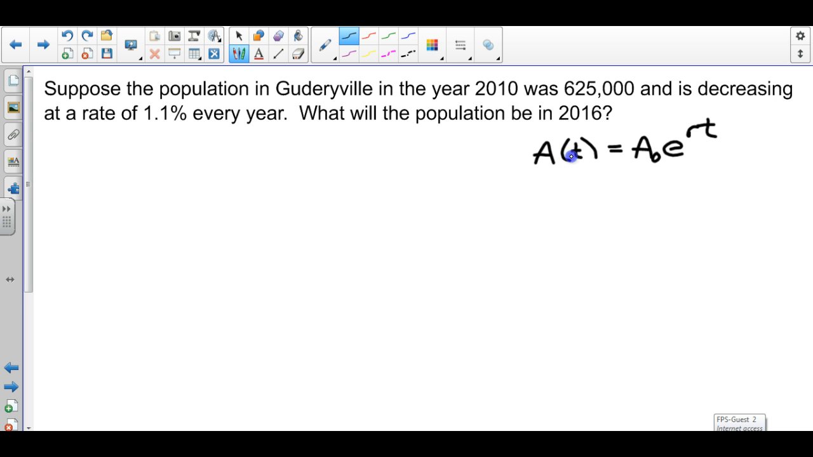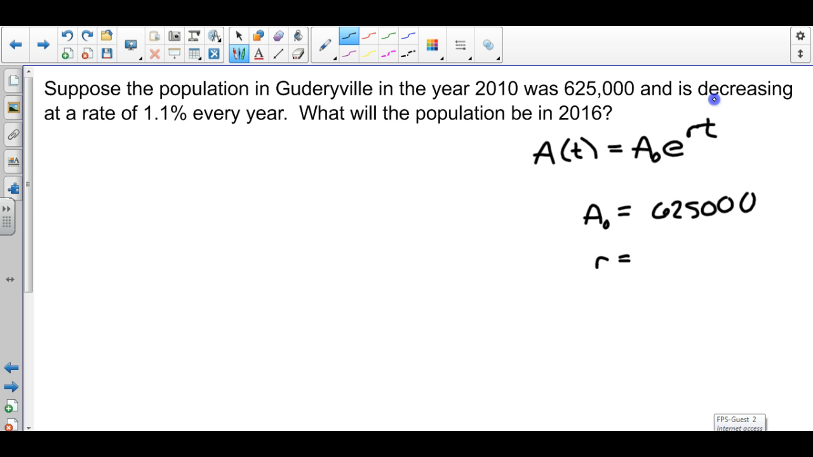So population after an amount of time, you're going to take the initial population times e, which is kind of like how pi is. It's just an irrational number, to the power of your rate of growth or decay times the amount of time. So fill in some information here. A0 is your initial population, so we're talking about the 625,000. E is not a variable, it's a constant, so I don't need to fill anything in.